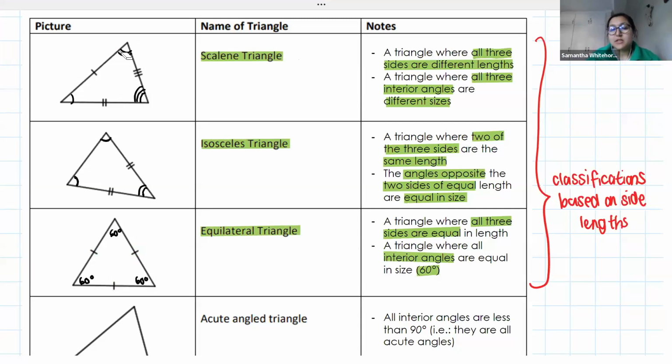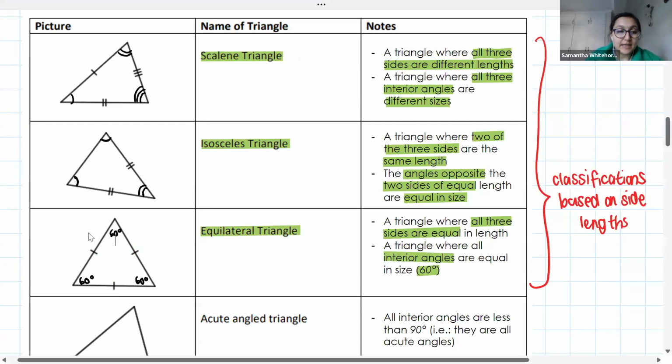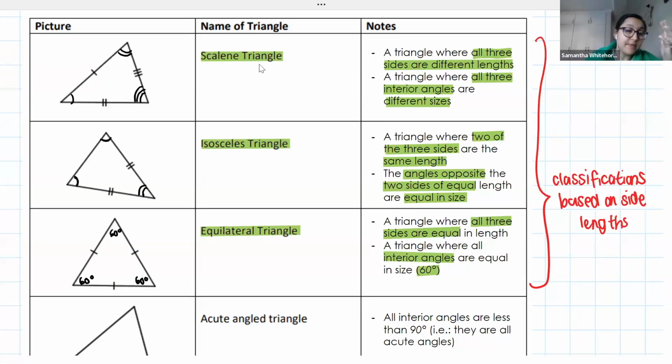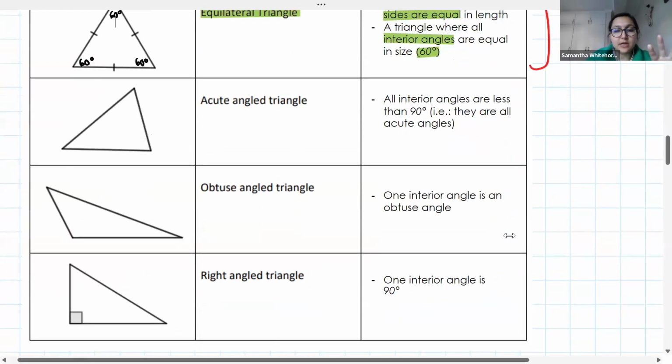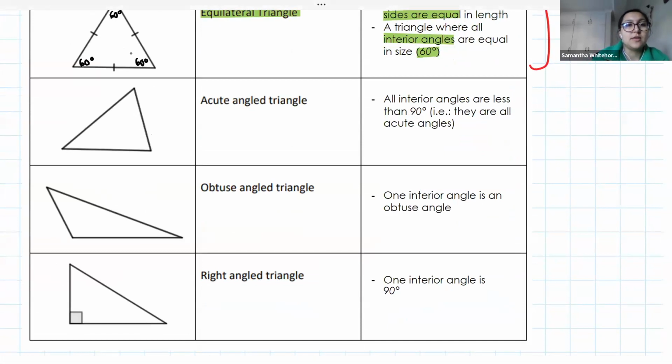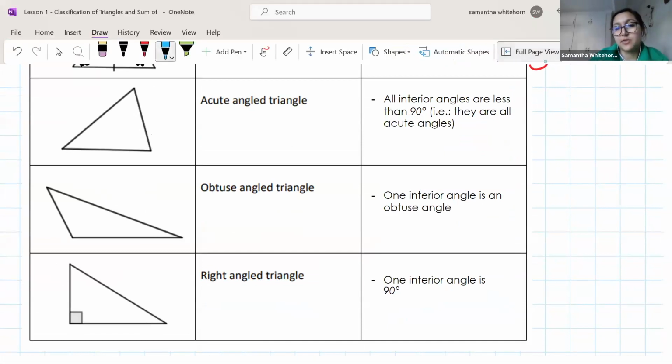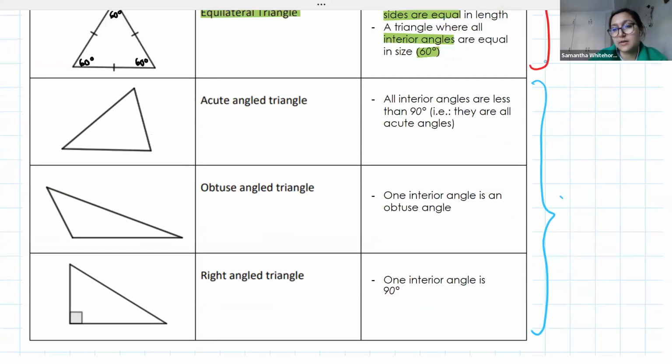So if we want to classify triangles based on their side lengths, we've got a scalene triangle, all three side lengths different; an isosceles, two of the side lengths are equal to each other; and an equilateral, all of your side lengths are the same. Okay, so that's if we want to go based on length. If we, however, again, you can take screenshots just now when I'm done, want to classify our triangles based on their angles, so this is if we're going to classify based on angles.